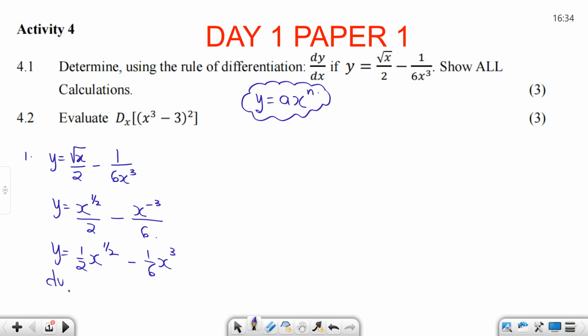When we derive, what are we going to have? dy/dx. The half exponent multiplies the half coefficient, which gives me 1 over 4, that is half times half. And then we subtract 1. What is half minus 1? Negative 3 over 2. I'm lying. Negative half. We're subtracting 1, right?